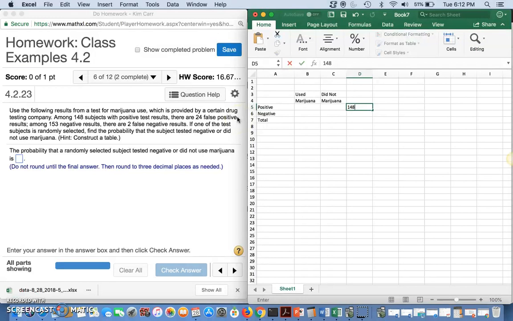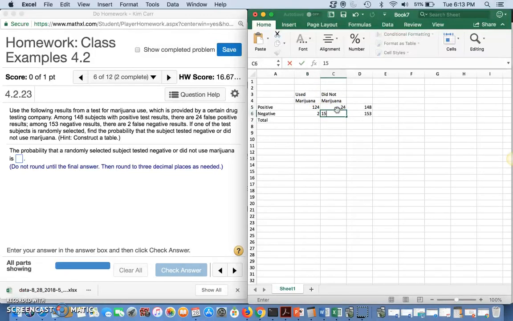So what is a false positive? That they did not use marijuana, right? But they're showing up as if they did. So a false positive there is 24, and that would leave us with 124 that were actually users in that positive test group. And among 153 negative results, there are 2 false negatives. So there are 2 people that were users that the test didn't show it. Those are the lucky 2.